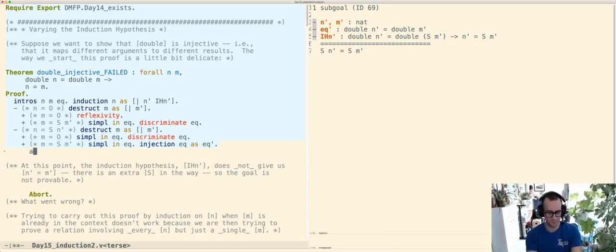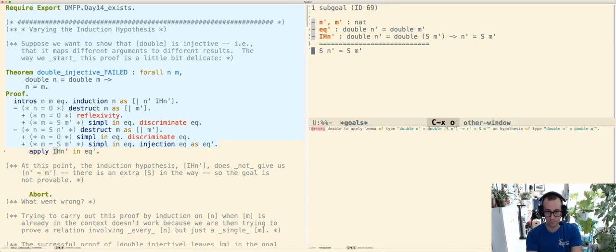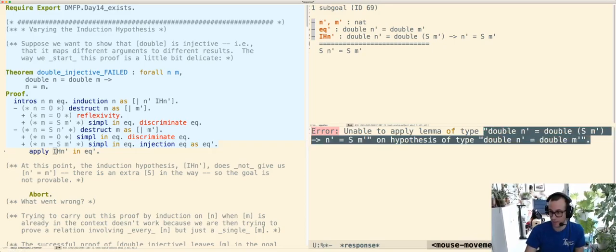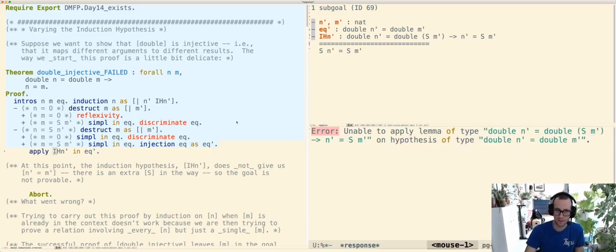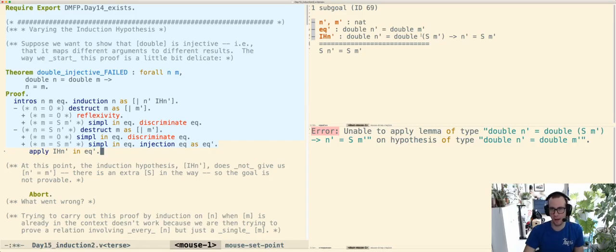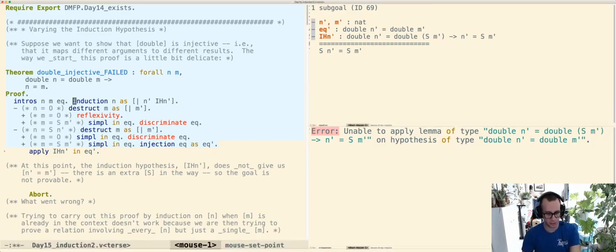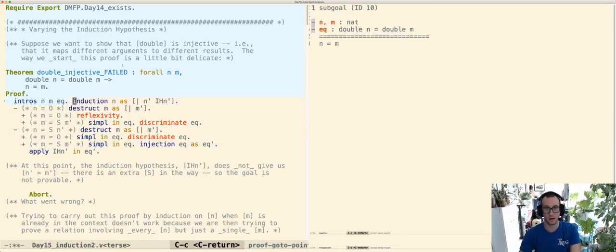If you try that, you'll see that it explains that you've got this mismatch here. These don't match, right? So there's this extra s in the way. What happened? What happened is when we said induction here, the moment when you say induction fixes things in the world, right? So we're now doing induction for some particular m and this particular equality.